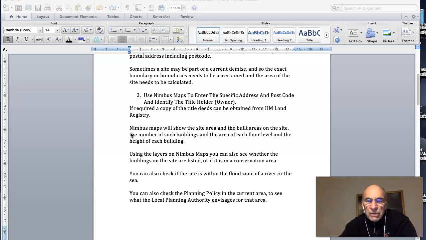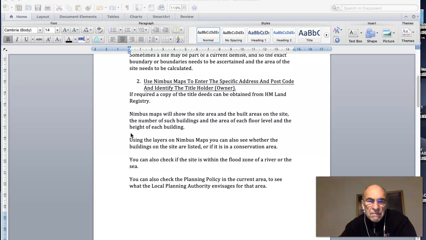There are different layers on the software in Nimbus Maps, and we can identify whether the building is listed or if it's in a conservation area. We can also check if the building is in a flood zone of a river or the sea. The quick cut is that if the building is in a flood zone, particularly at ground level, then there's no way we would do residential there. It's just too much of a risk.